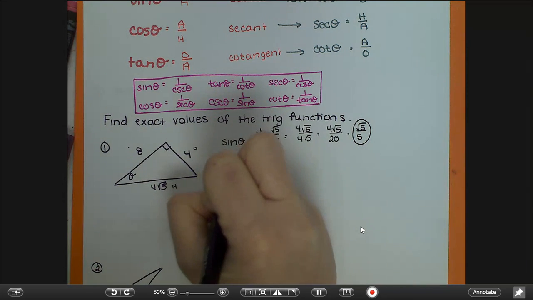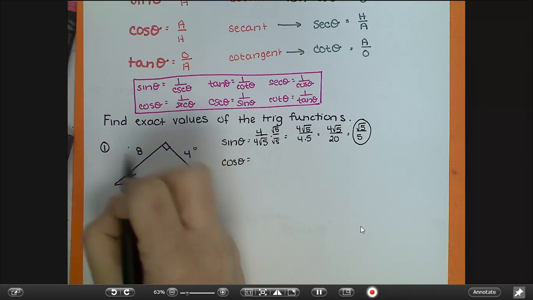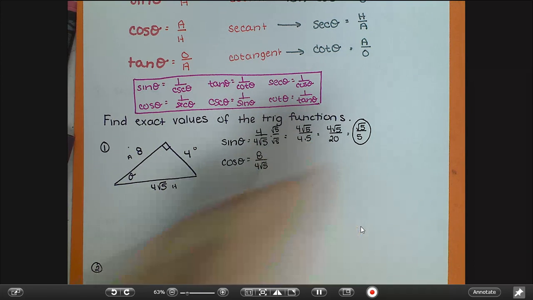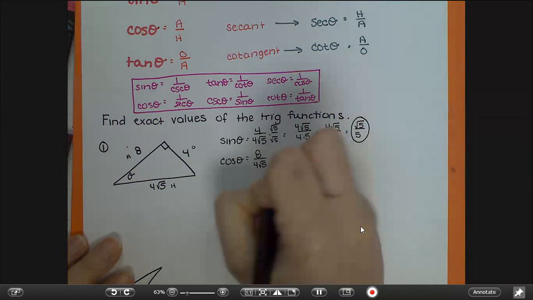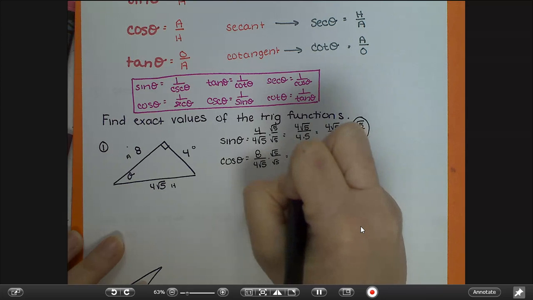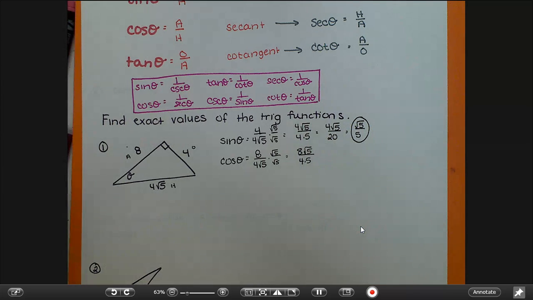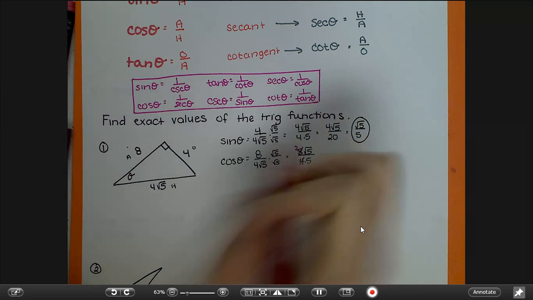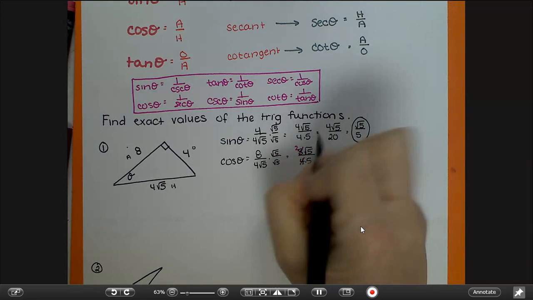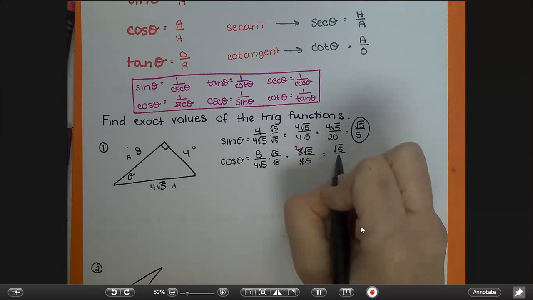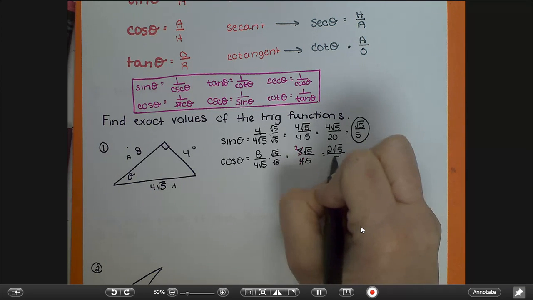Cosine is adjacent over hypotenuse, 8 over 4 root 5. And we go through the same process to rationalize. All right, now I am going to simplify this one here this time, just so you can see how to recognize that. Cosine is 2 root 5 over 5.